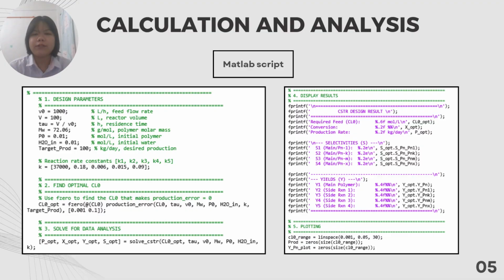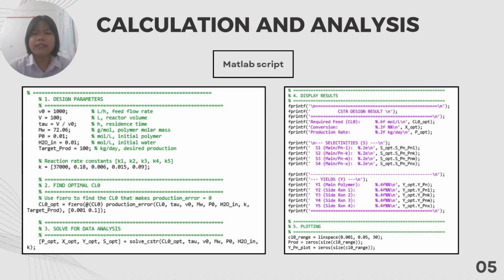For the calculation and analysis part, we first assume a reactor volume of 100 liters and a volumetric flow rate of 1000 liters per hour, which gives the residence time. The reaction rate constants are obtained from the reaction kinetics. Next, we use the fzero function in MATLAB to determine the optimal initial monomer concentration to achieve our target production. This ensures the reactor operates effectively while maximizing the main product.